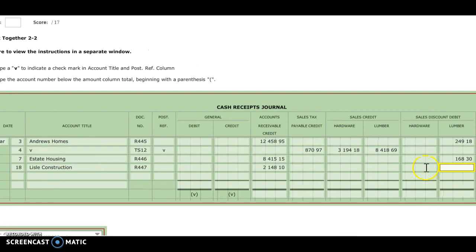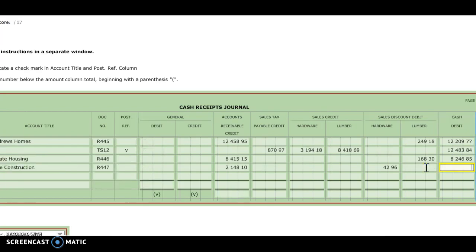Okay, now I need to figure out, oh, and this is hardware this time. Now I need to figure out what my discount is, so I'm going to take that accounts receivable credit times 2%. My sales discount is going to be $42.96. Okay, and then I'm going to find the difference between those to figure out how much cash we actually got. Okay, so our cash debit should be $2,105.14.